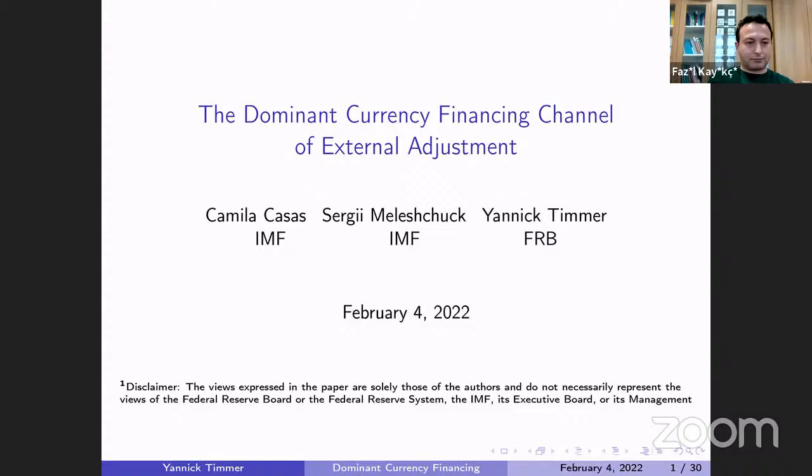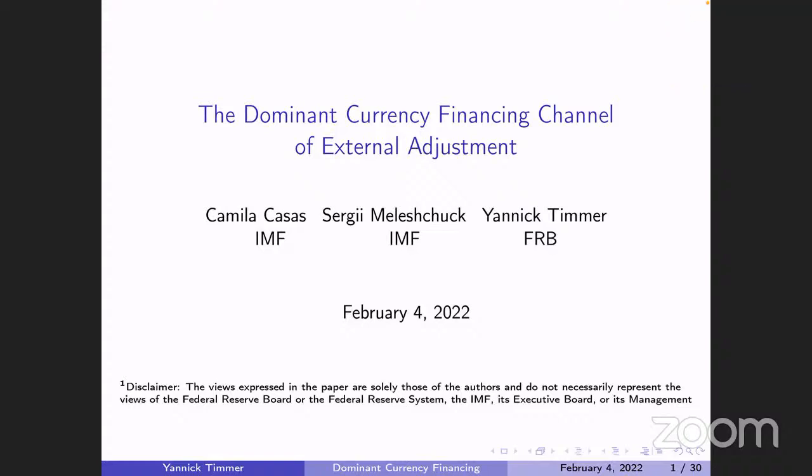So this paper is on the dominant currency financing channel of external adjustment and is joint work with Kamila Casas and Serhii Milischuk from the IMF. As I am currently at the Federal Reserve Board and my co-authors are at the IMF, the views that I'm presenting here are ours and not those of the institutions that we are affiliated with.